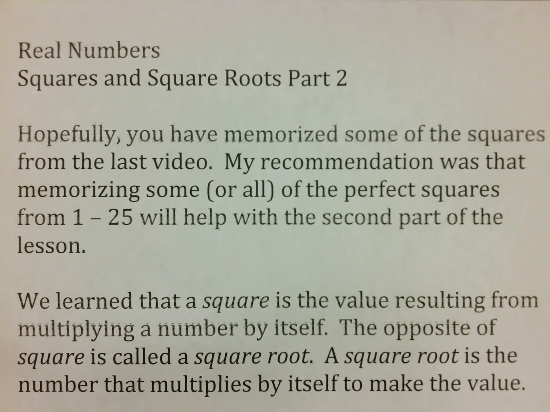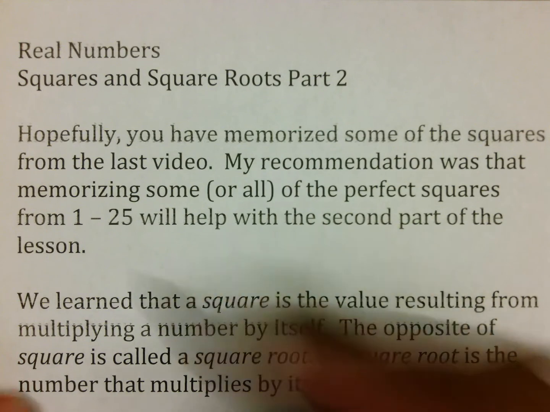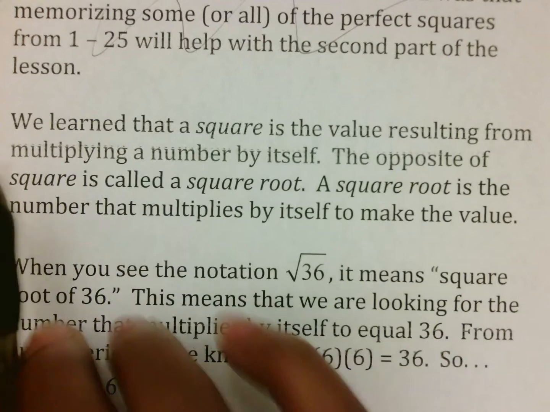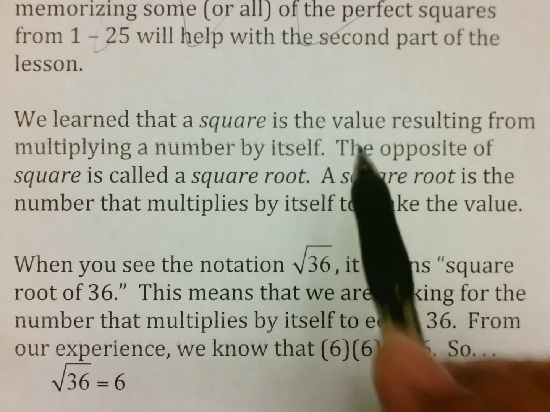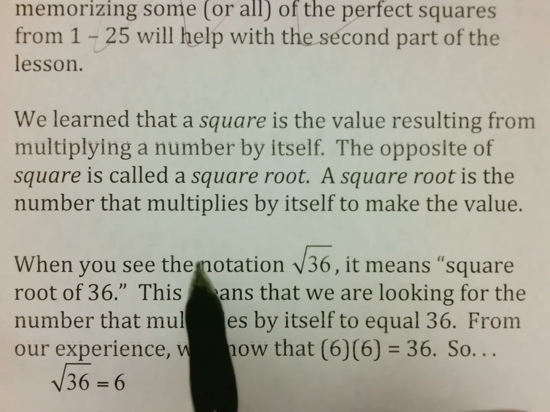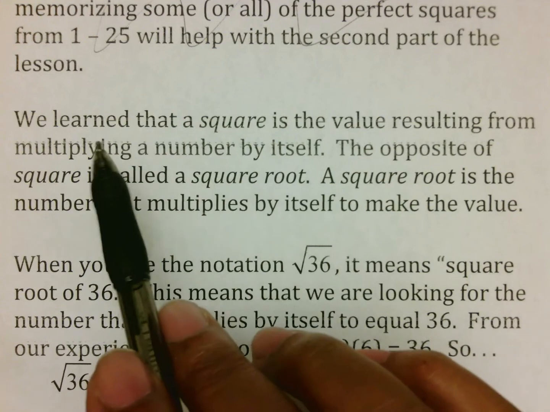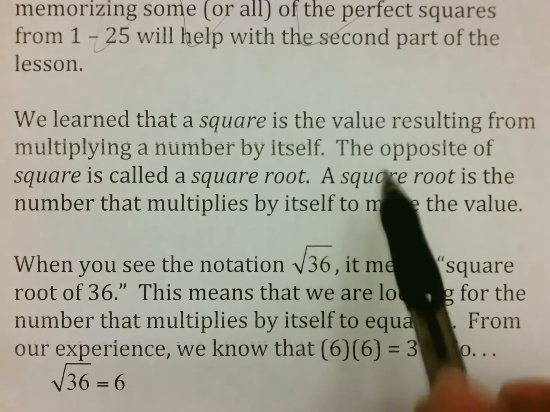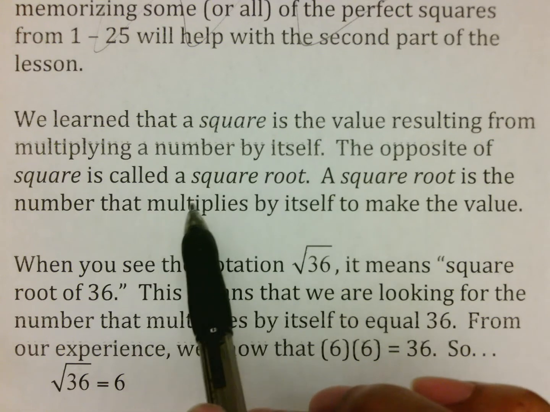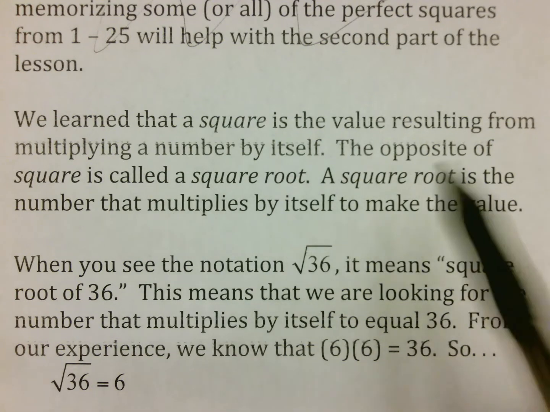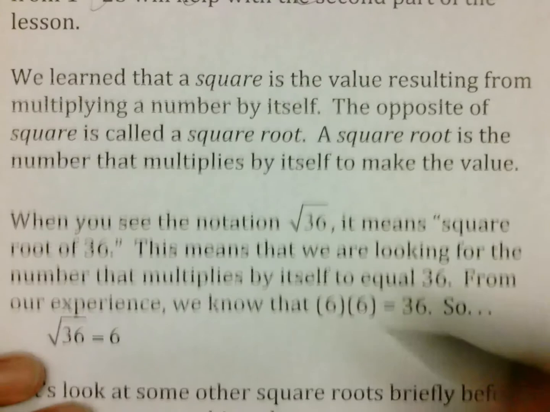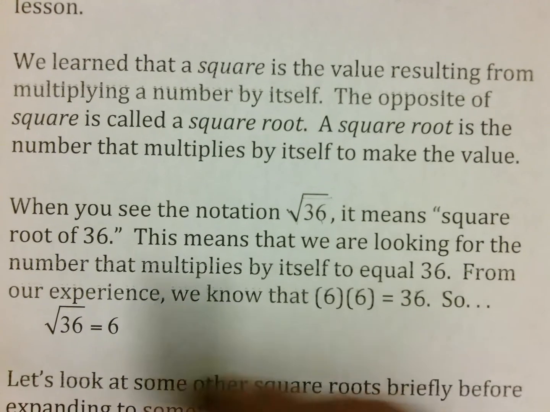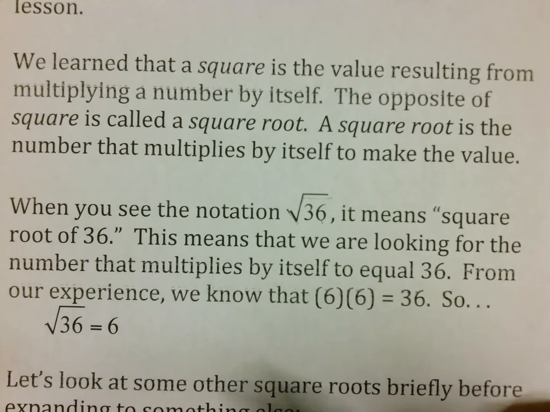Other than that, now that we've talked about squares, what we've learned is that a square is the value that results from multiplying a number by itself. The opposite of that is what we call a square root. A square is the value I get when I multiply a number by itself. A square root is what I multiply by itself to make that value. So when you see this notation, this is called the square root of 36, and it means that we are looking for the number that multiplies by itself to make 36.